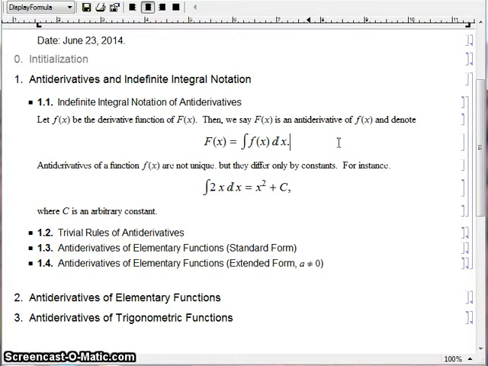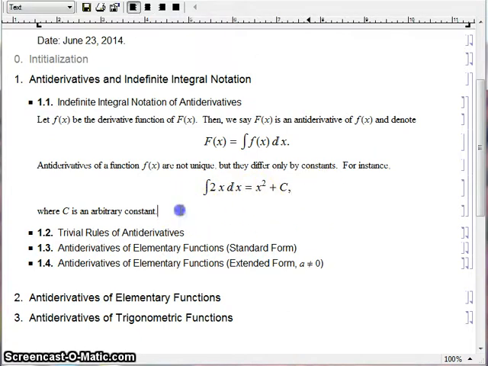Antiderivatives are in general not unique. That's because the derivative of any constant is 0. Here's an example. Antiderivative of 2x is x squared. Yes, you can take the derivative of x squared and you're going to get 2x. However, not just x squared, but x squared plus 1, x squared minus 45, x squared plus square root of 17, and so on and so forth, are all antiderivatives. There are infinitely many. In order to capture them all, we use plus c, an arbitrary constant. We call this constant the integral constant.